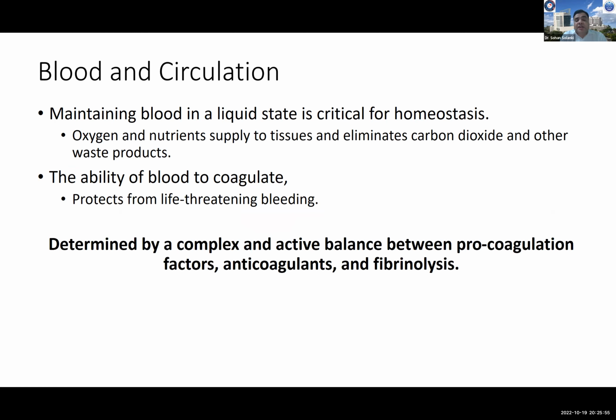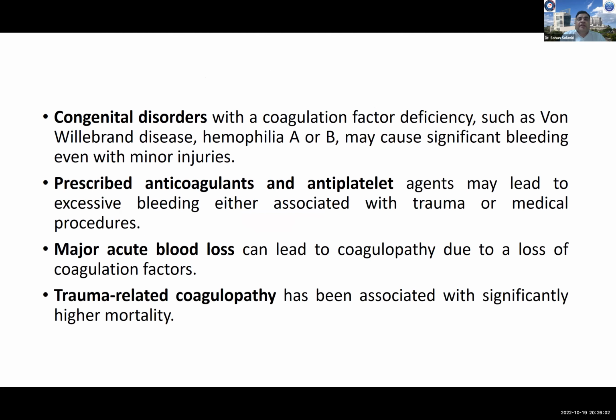And all these are determined by the complex and active balance between the procoagulant, anticoagulant, and fibrinolysis. And we all know that some congenital disorders like von Willebrand factor disease or hemophilia, some anticoagulant drugs or antiplatelet agents, and some major acute blood loss like during surgery or non-surgical major bleed and trauma, they all cause coagulopathy and need prompt action, and this action needs some guide to give blood and blood products.